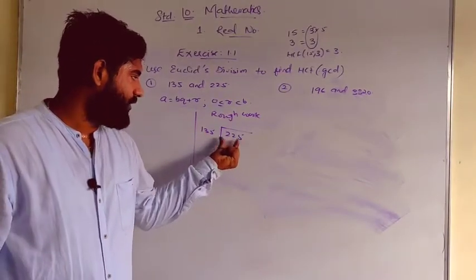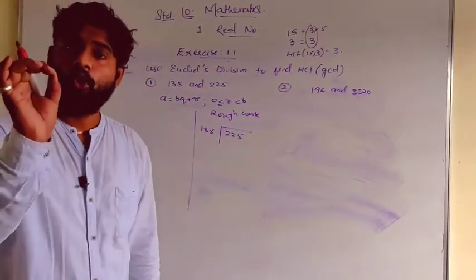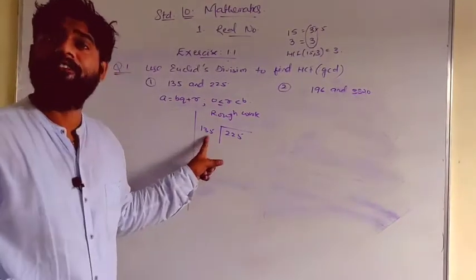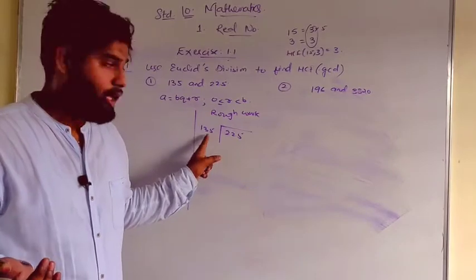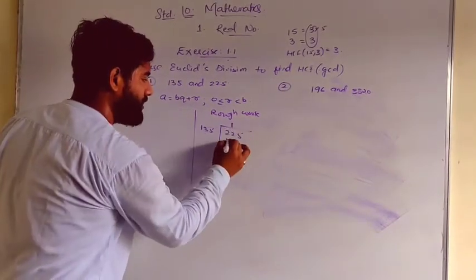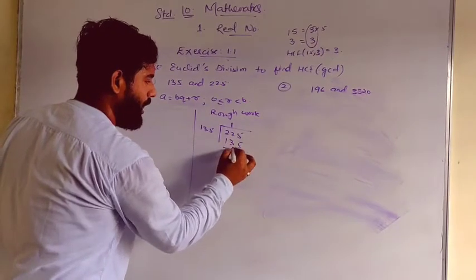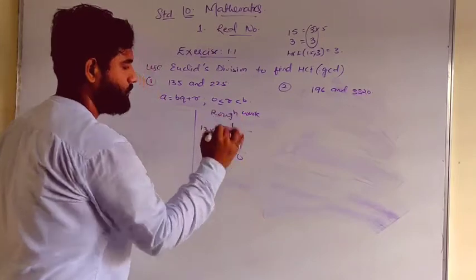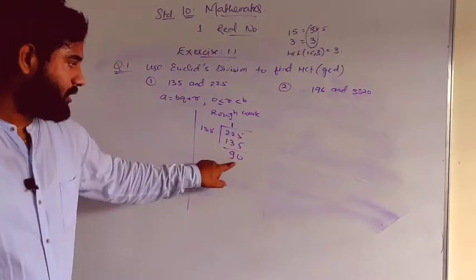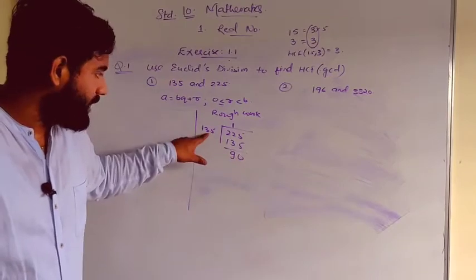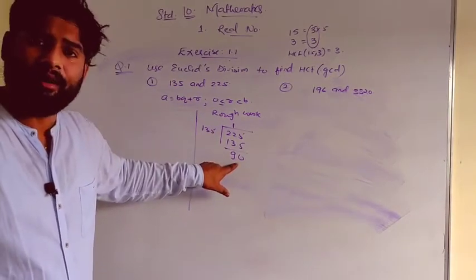While dividing 225 by 135, you have to go closest to 225. If I do 135 twos, I'll get 270, which is more than 225. So I have to take 135 ones, which is 135, and 225 minus 135 will give you 90. You got this number smaller than the divisor, so this will be called the remainder.